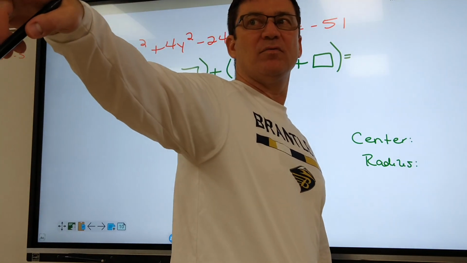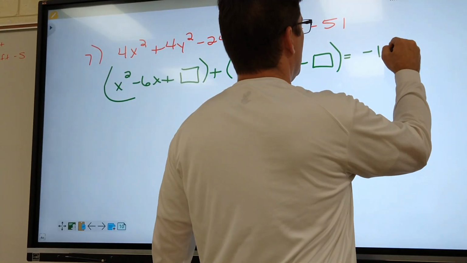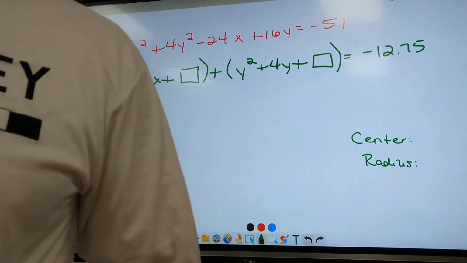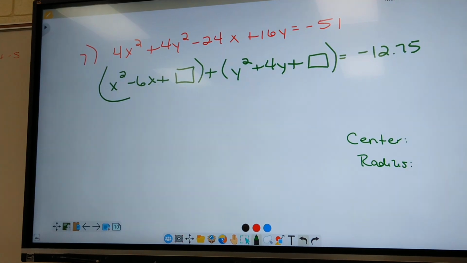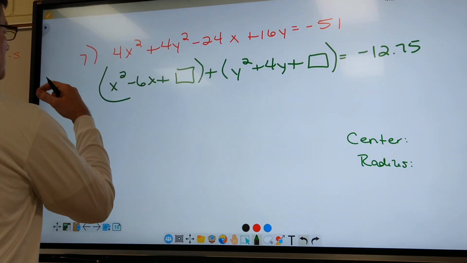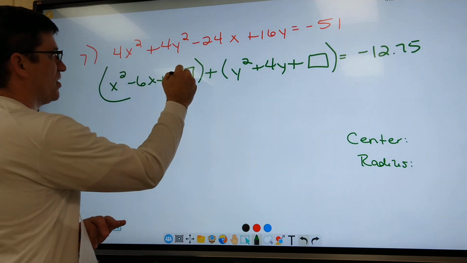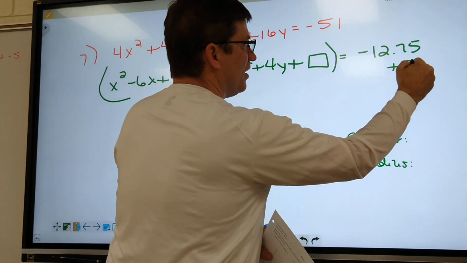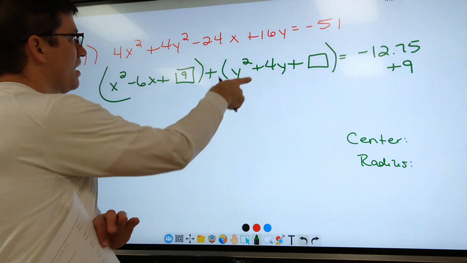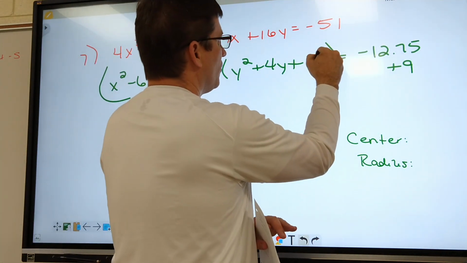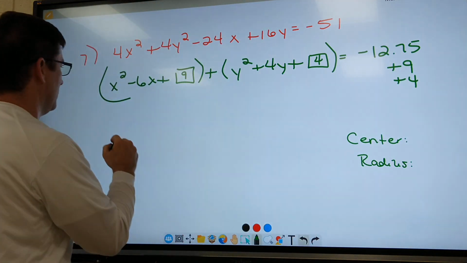Negative 12.75. All right, so you guys should be able to finish it from here. Try it. Taylor, how are we going to figure out what goes in the box right here? Half a 6. It's 3 squared is 9. So I got to do plus 9 there and plus 9 there. We're good on that. Do this one. 10 and 4. Plus 4 there, plus 4 there. Excellent.